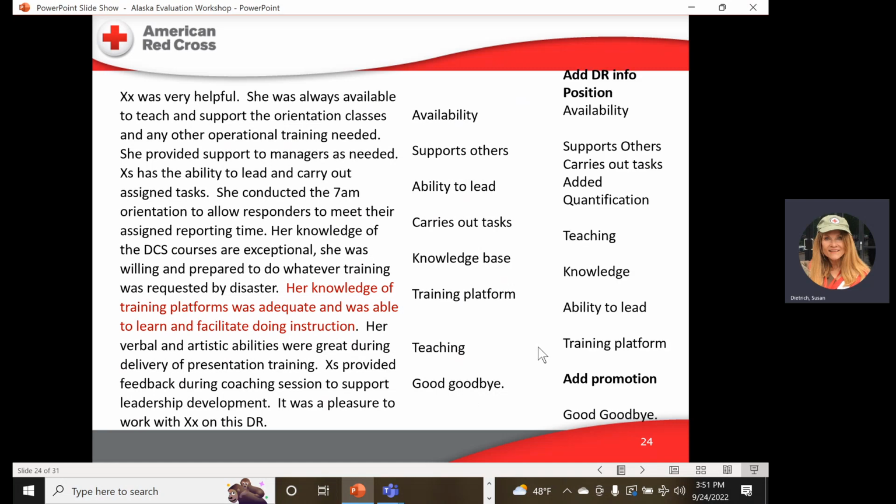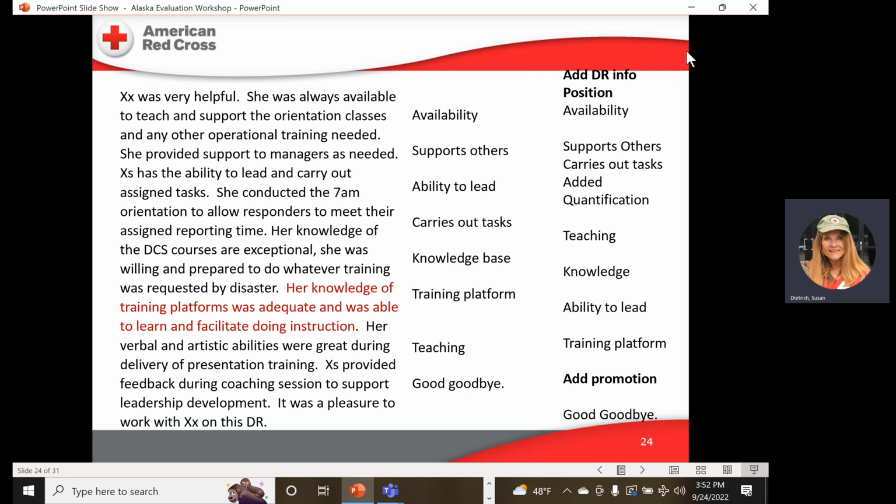Now, another outline might be that you need to add the DRO information. And what DRO was it? What exactly was the position? And then I'm not changing any of the wording or the intent. So I'm still going to lead off with ability, and supporting others was important, but we're going to quantify that. So you always want to throw in some specifics. And then we're going to go to teaching and knowledge.